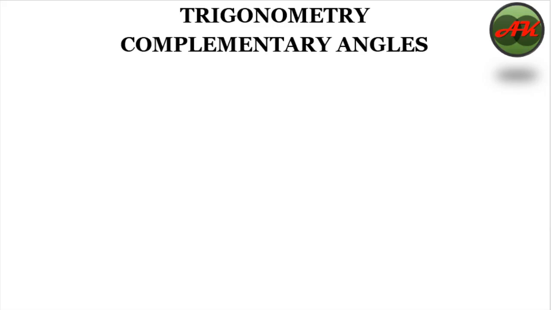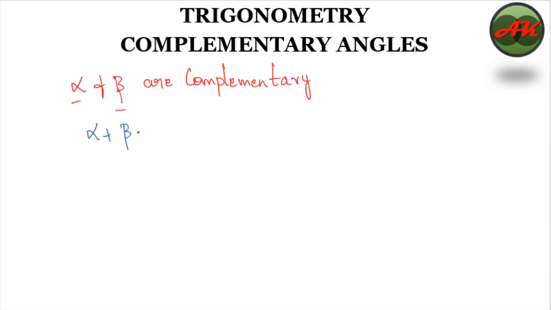Today we are going to cover complementary angles. Complementary angle is nothing but 90 degree. So let us take an example. Alpha and beta are complementary. So both alpha and beta can be complementary. I can write alpha plus beta is equal to 90 degree.